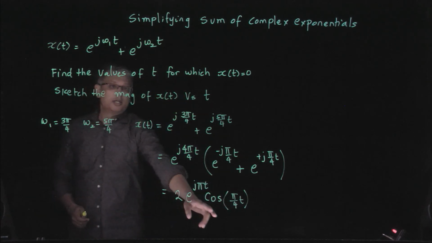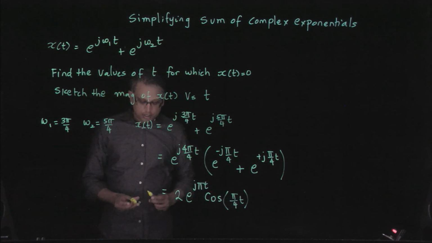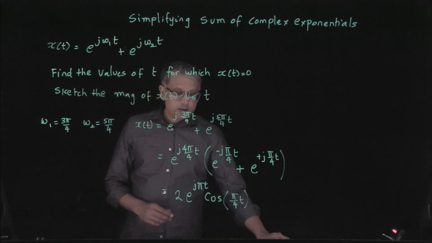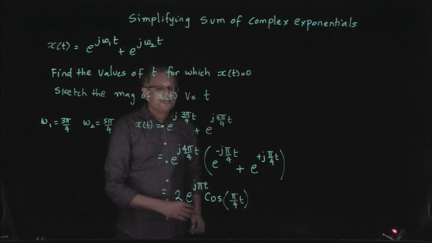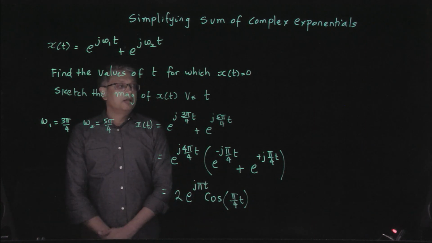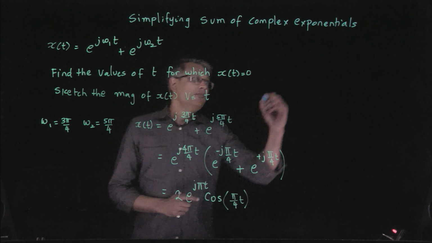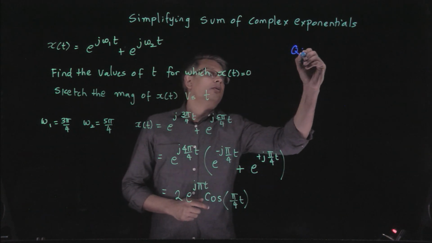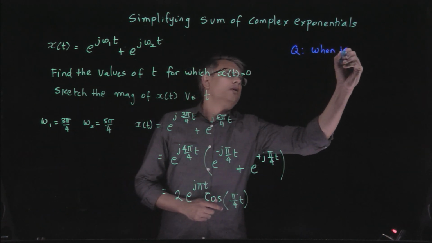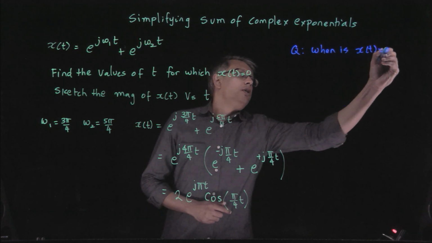And you see that's a much nicer signal to work with, particularly if you want to find the values of t for which x of t crosses zeros. For what values is x of t 0? So when is x of t equal to 0?